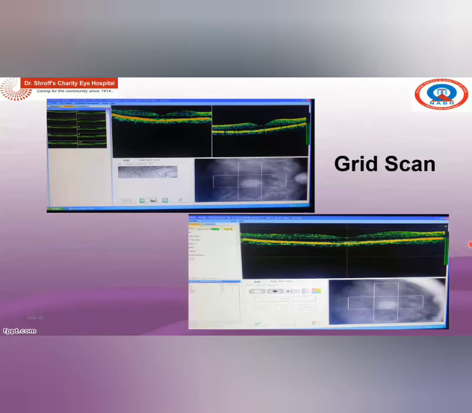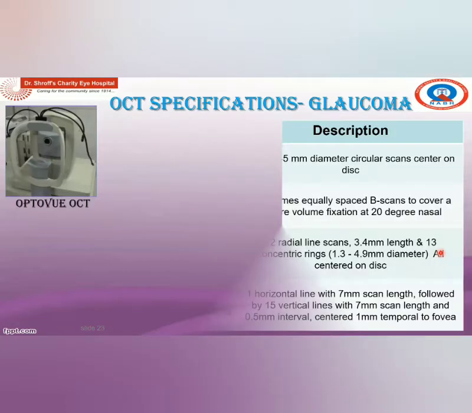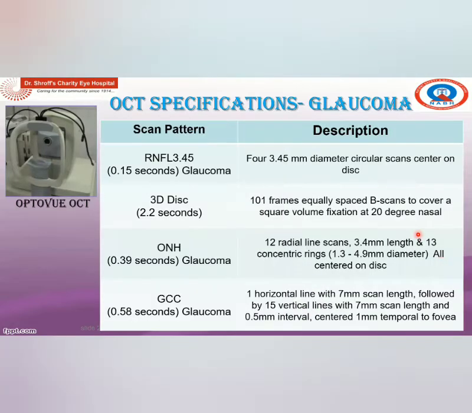Now, similarly, as someone has said, we go for GCC. So this is a 3.45 diameter circular scan centered on the disc. Similarly, these are the different scans. The length of the scan will vary, and the area of scan to be captured will vary. In a retina scan, we need to focus on the macula part. In a glaucoma scan, we need to focus on which part? Optic nerve head.